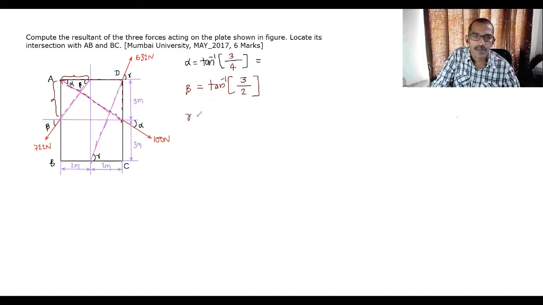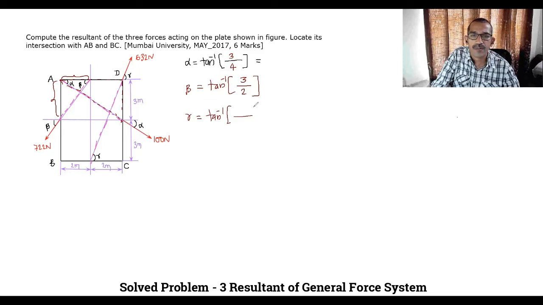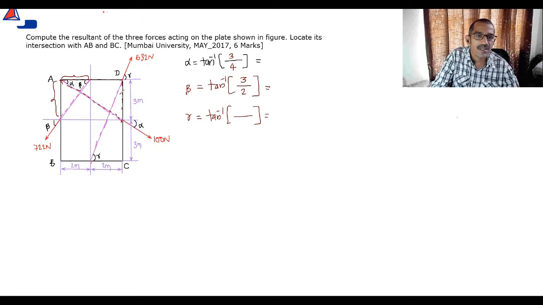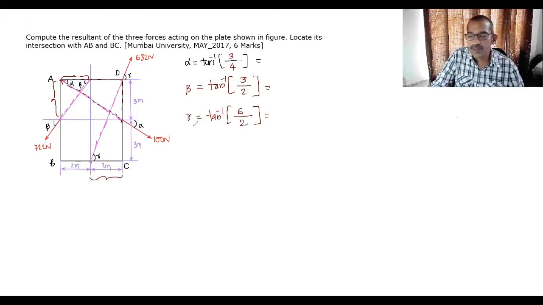And next angle gamma, tan inverse of opposite upon adjacent. Now for gamma, opposite means the DC side. DC is how much? 6. And from this point up to C, this is the adjacent, how much? 2 meter.